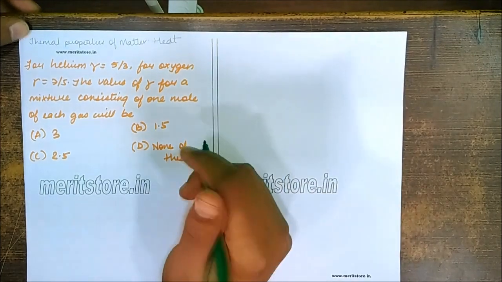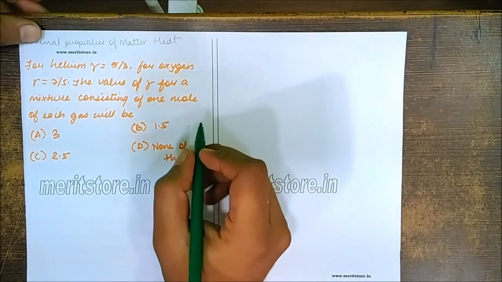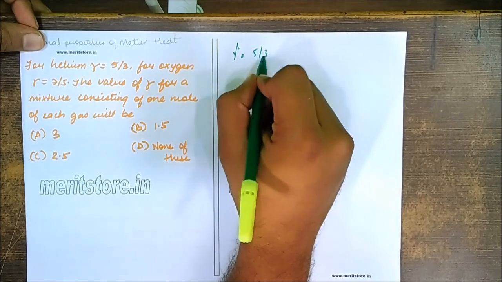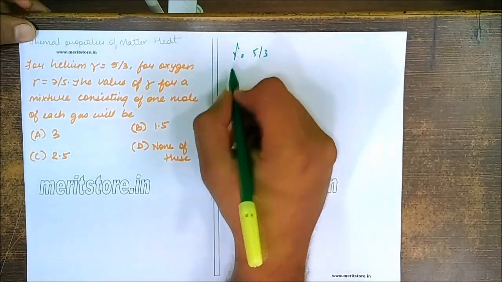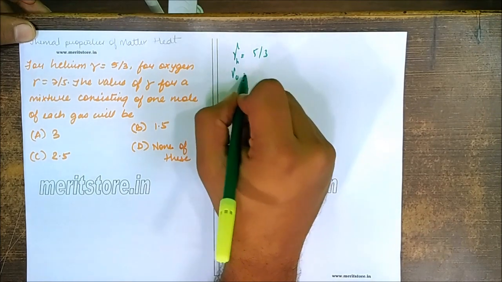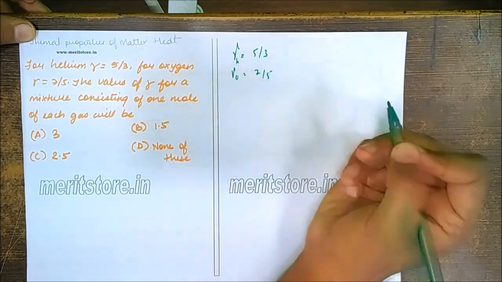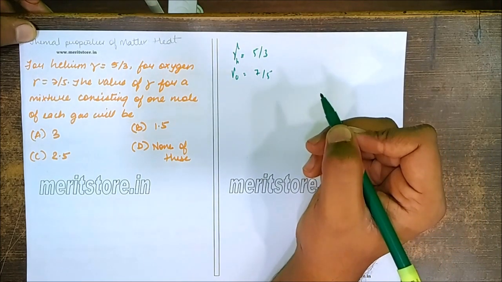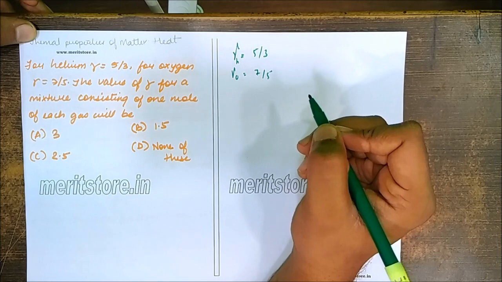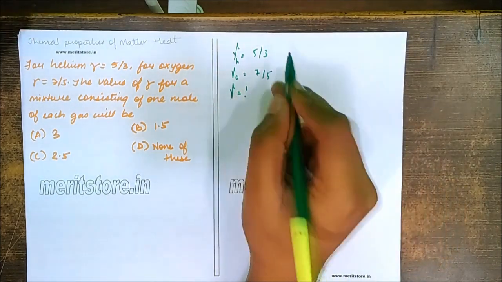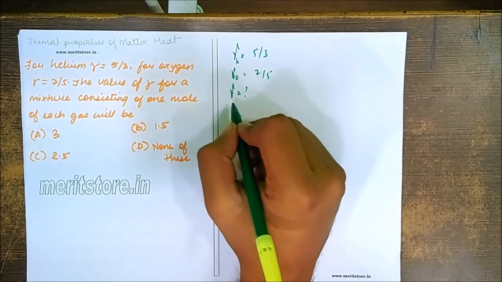The next chapter, thermal properties of matter. Question number 1. For helium, gamma is equal to 5 by 3, that is the ratio of specific heats. And for oxygen, so this is gamma H and this is gamma O, which is 7 upon 5. The values of gamma for a mixture consisting of 1 mole of each gas will be, so we need gamma equals to question mark, that is for the mixture of gases, what will be the value of gamma?